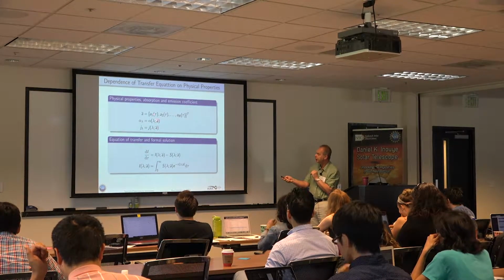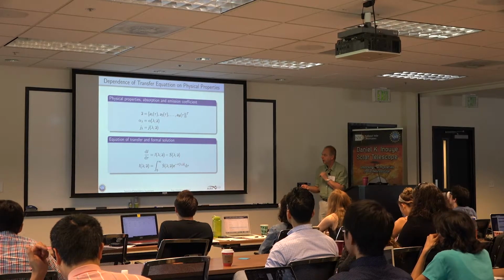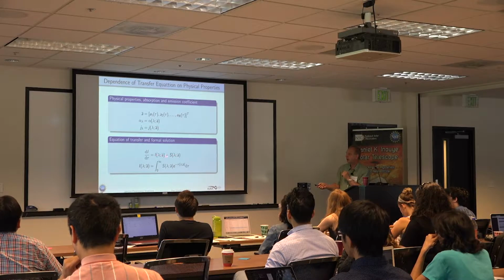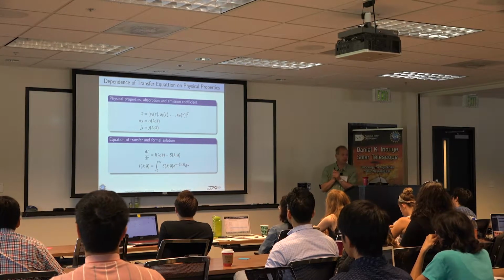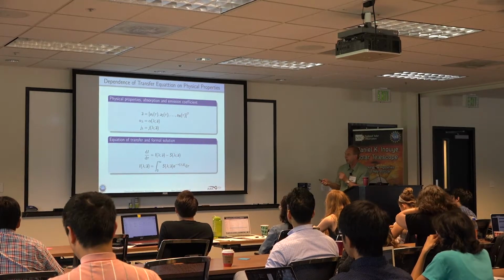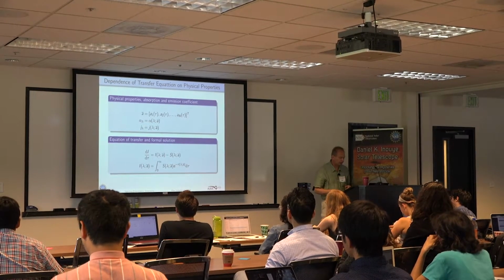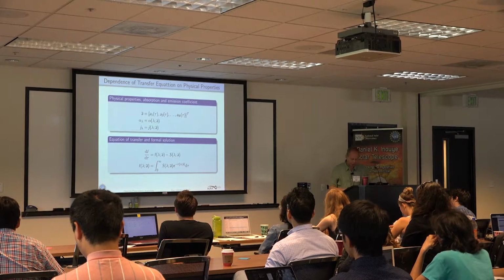parameters appear both in the absorption and the emission coefficient. And therefore the equation of radiative transfer depends implicitly on those parameters in the atmosphere, right? And again, we can express the equation of radiative transfer in the form of the formal solution as well.